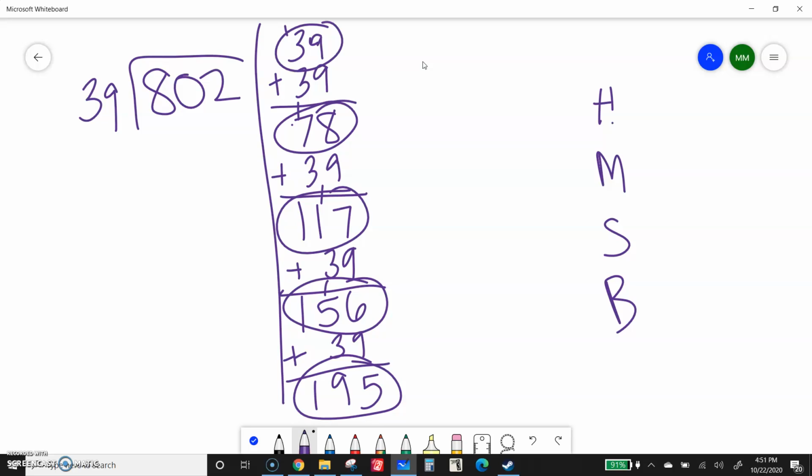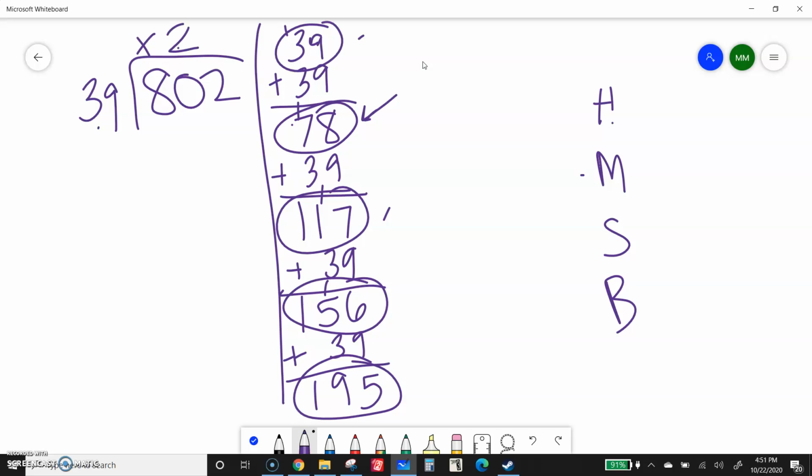All right, how many times does 39 go into 8? Well, it doesn't, it's too big. How many times does 39 go into 80? Well, if I look, 117 is too big, 78 is very close. So I have 2 times.